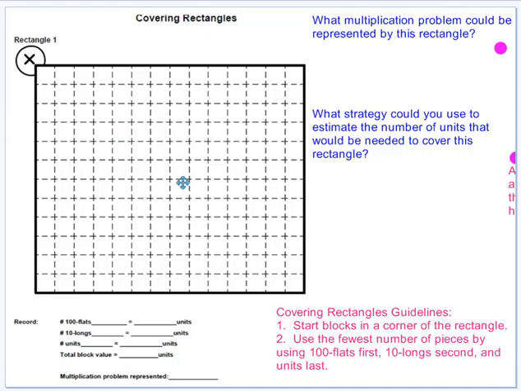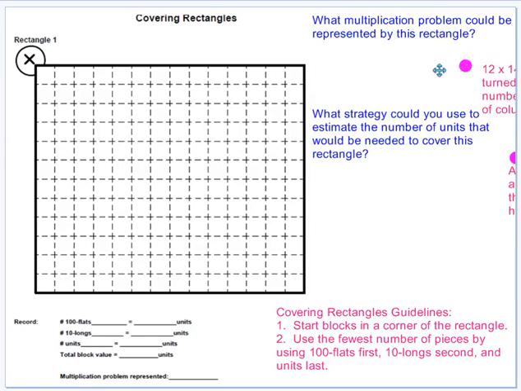So this is rectangle 1 from your paper, and we'll do this one together. What multiplication could be represented by this rectangle? You probably counted the squares on each side, so that's going to be 1, 2, 3, 4, 5, 6, 7, 8, 9, 10, 11, 12, 13. That's a 14 by 1, 2, 3, 4, 5, 6, 7, 8, 9, 10, 11, 12. A 14 by 12. So I would say we would have a problem that has something about 14 times 12.